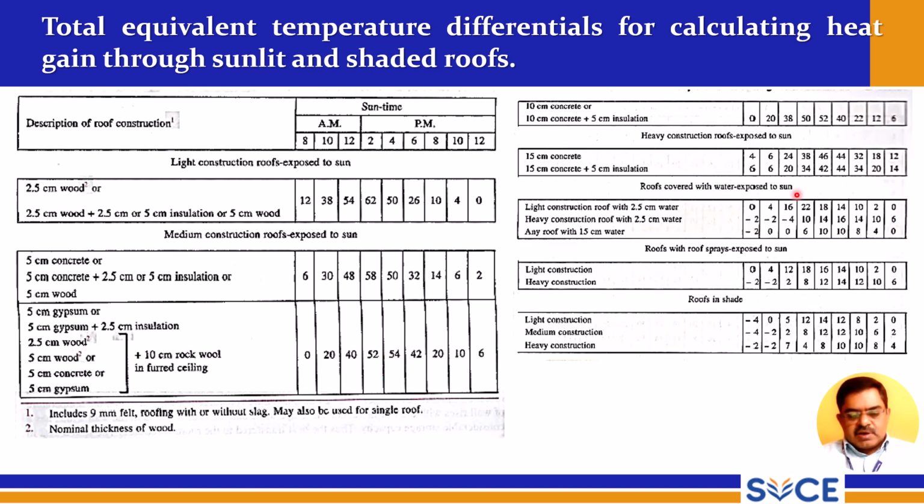Here we have different materials, such as 10 centimeter concrete or 10 centimeter concrete plus 5 centimeter insulation. Different structures show different radiation effects, and 2 p.m. is always higher. You can see the higher temperature for all the materials.